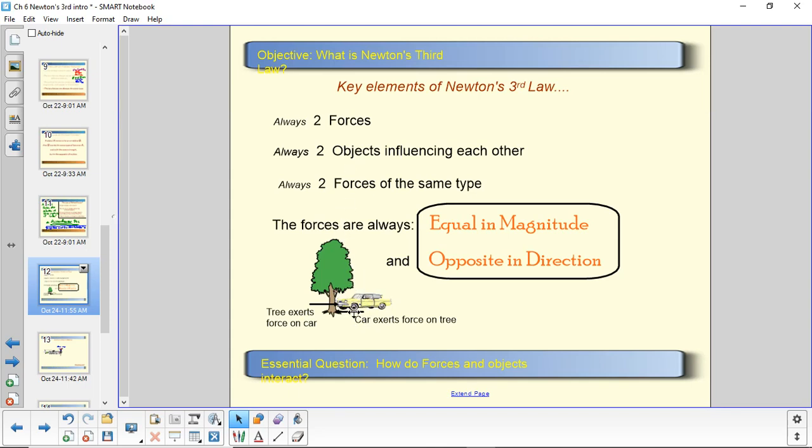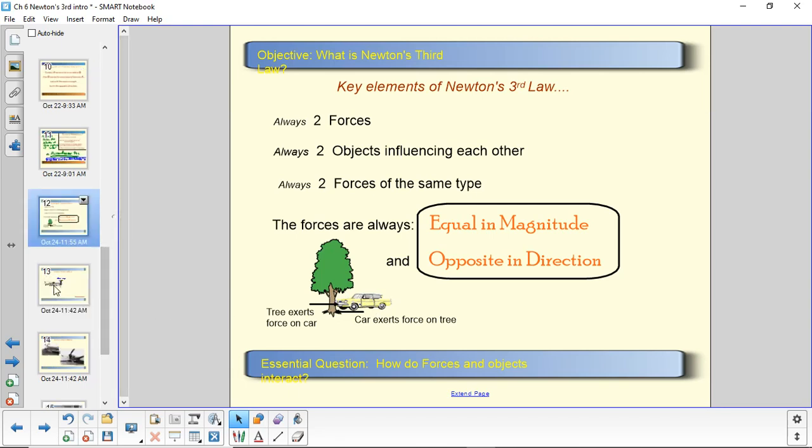So we have two forces, the car pushing on the tree and the tree pushing on the car. We have two objects, in this case, the car and the tree. The two forces are the same type. It's a contact force of a push of the two objects pushing on each other. And the two forces are equal in magnitude, but opposite in direction. The car is trying to push the tree over to our left. The tree is bashing in the front of the car to our right, or stopping the car, pushing the car to the right. So when the car was moving to our left, the force of the tree stopped it, which means its force is acting to the right.